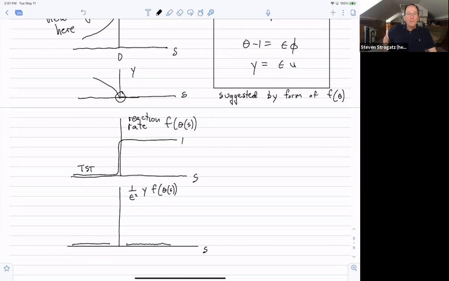But there's some place in the middle where the f is sort of undergoing its rapid descent and y is sort of not too close to zero, so that their product can actually be something. And so you'd expect a shape that's going to be sort of like this.